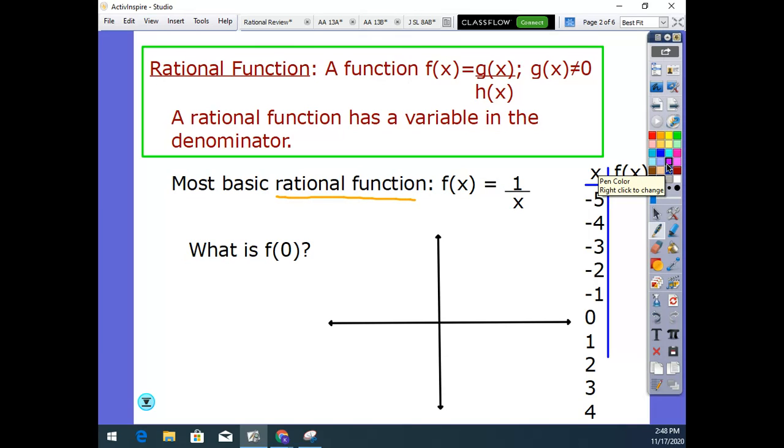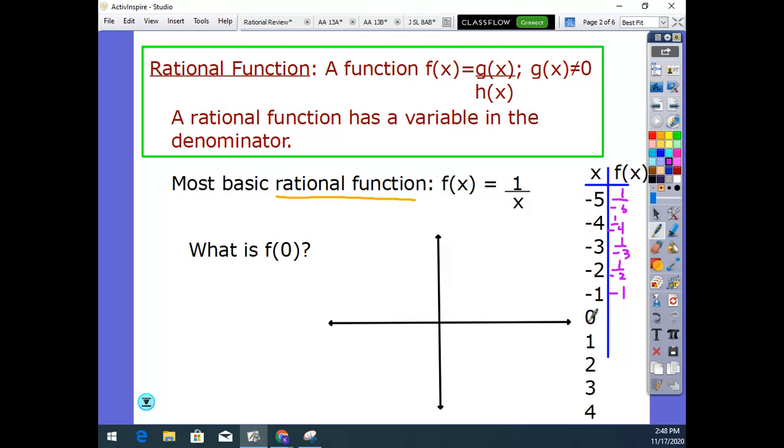So what I'm going to do is make a table here. I'm going to plug each of these values in for x and write down what my y value, or my f of x value, is. So if I plug -5 in for x, I get 1 over -5. If I plug -4 in for x, I get 1 over -4. I'm just putting 1 over each of the x values. And if I put 1 over -1, that's just -1.